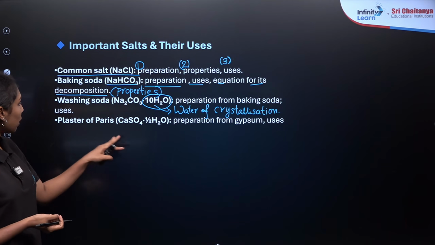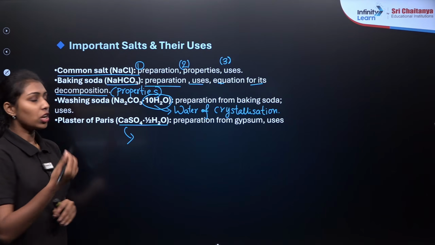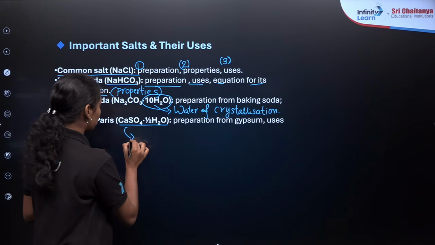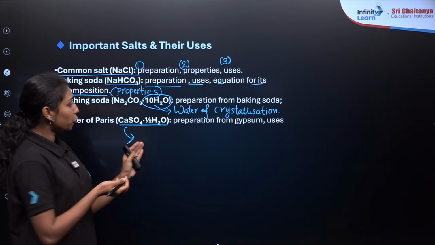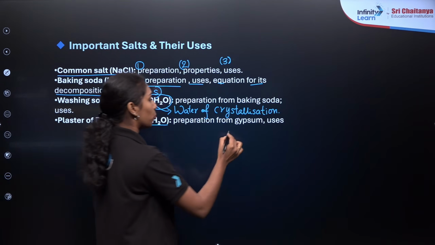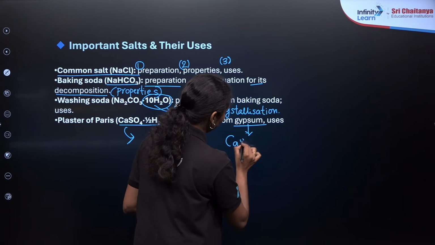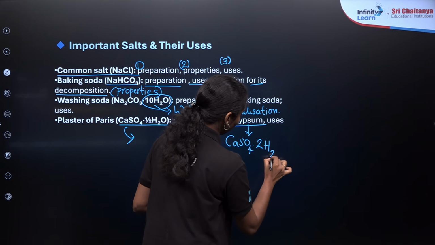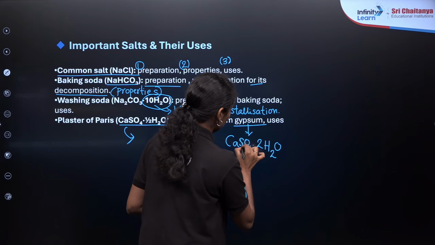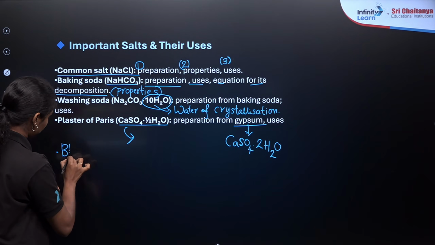The last one is the plaster of Paris, right? Plaster of Paris we have studied, which is used in hospitals, right? The doctor will prefer it for setting fractured bones. This is known as the plaster of Paris, and this plaster of Paris is prepared from gypsum. So you must have an idea about the chemical formula of gypsum itself. That is calcium sulfate dot 2H2O, right? Only the difference is in the water of crystallization over there. Clear? Then one more salt we have studied, that is the bleaching powder.